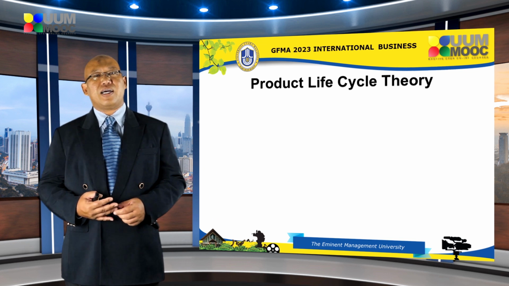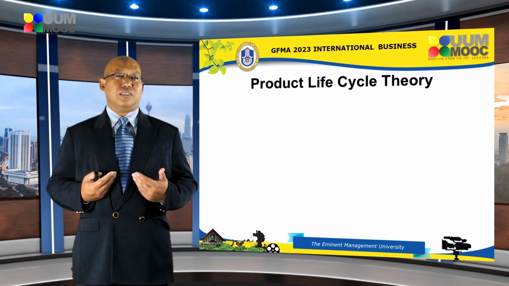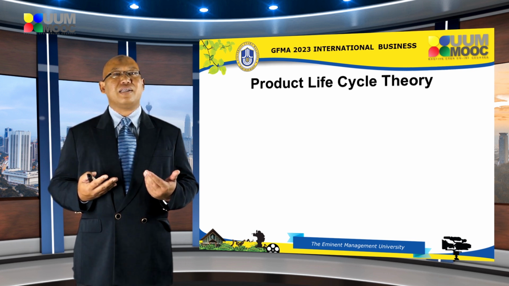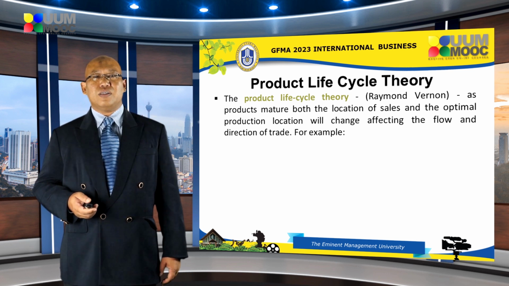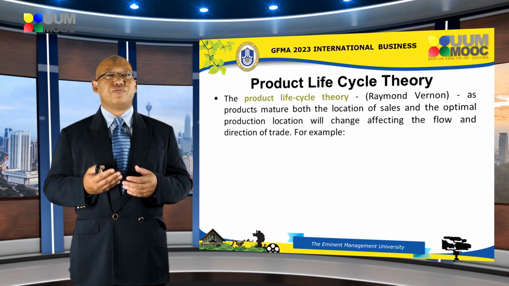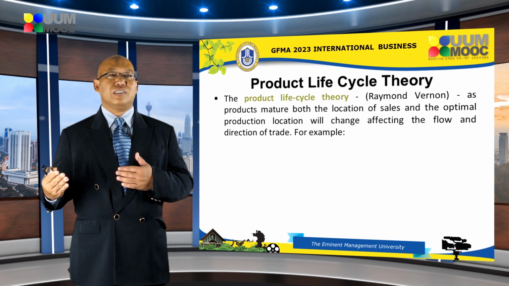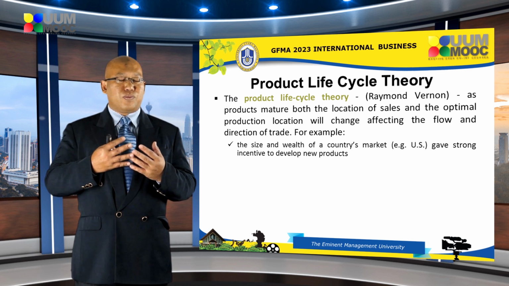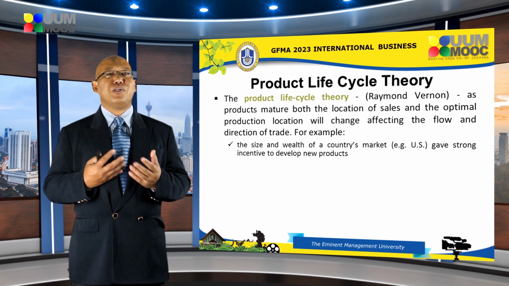Let us go to product life cycle theory. Products are also like our life. They start, grow, and then the product will die. The product life cycle theory from Raymond Vernon shows that as the product matures, both the location of sales and the optimal production location will change, affecting the flow and direction of trade. The size of wealth in one country makes their production strong and gives more incentive to develop new products.